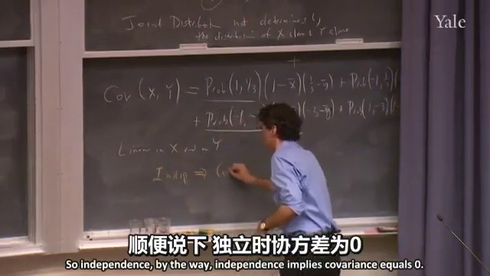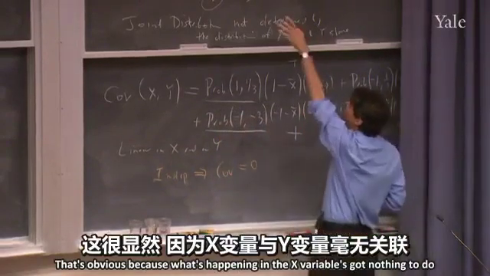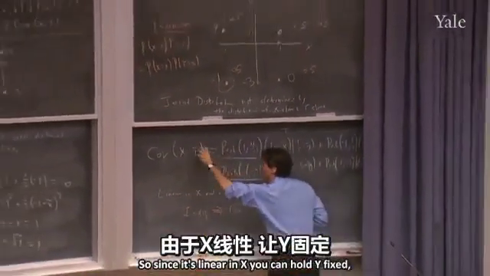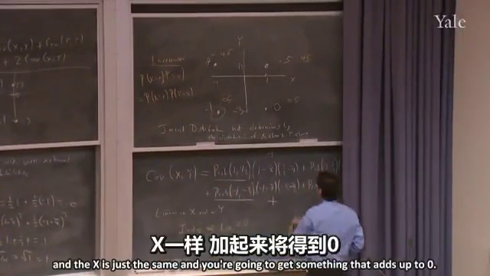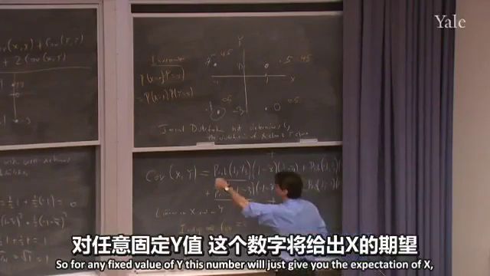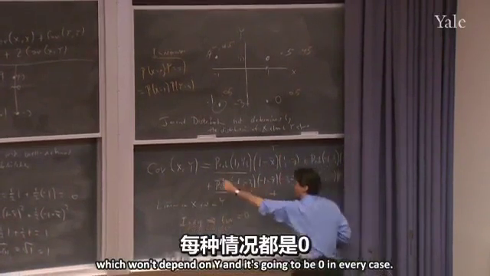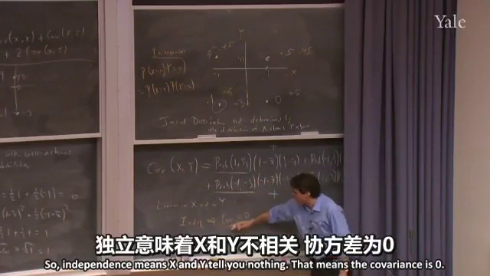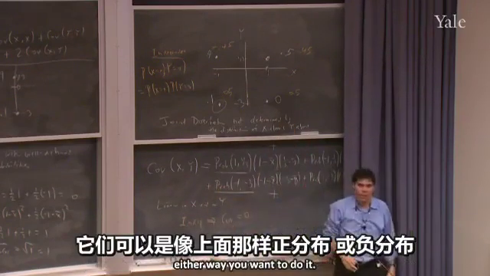implies covariance equals 0. Okay, and that's obvious because what's happening in the x variable has got nothing to do with what's happening in the y variable. So since it's linear in x, you can hold y fixed, and the x is just the same, and you're going to get something that adds up to 0. So for any fixed value of y, this number will just give you the expectation of x, which won't depend on y, and it's going to be 0 in every case. So therefore, if they're independent, the covariance has to be 0. Okay, so independence means x and y tell you nothing. That means the covariance is 0. They could be positively distributed like up here or negatively distributed, either way you want to do it.